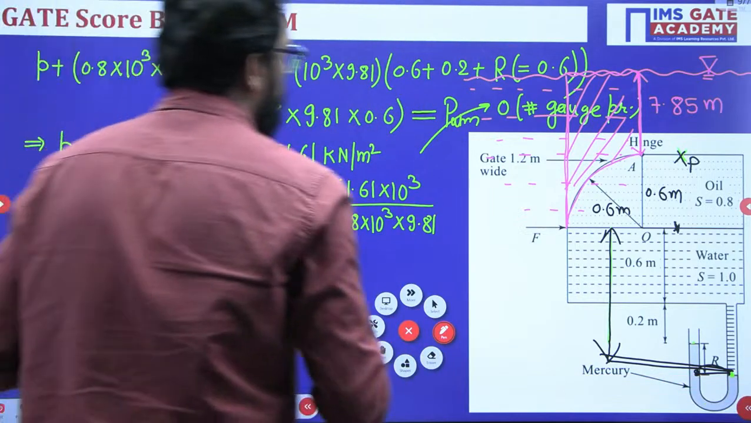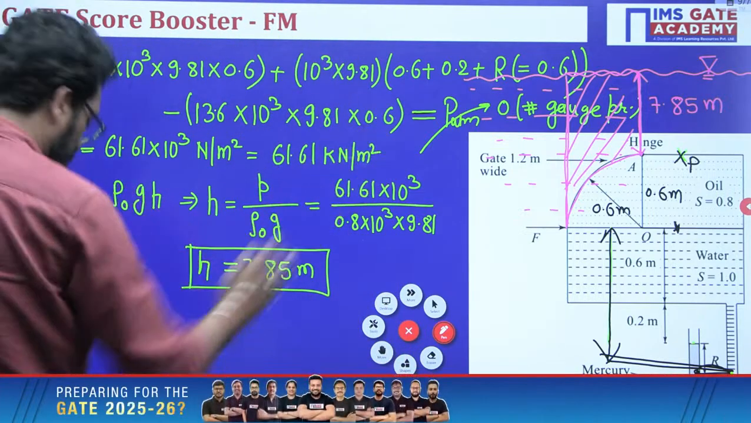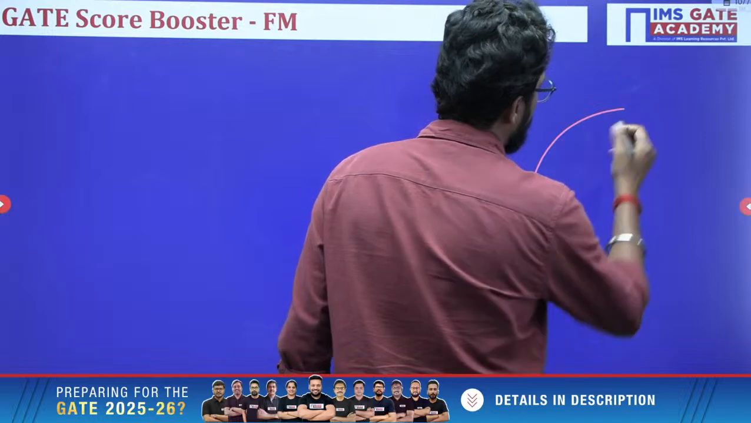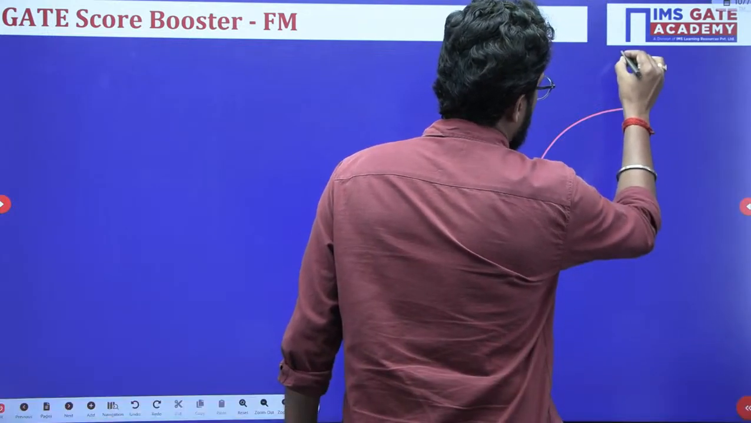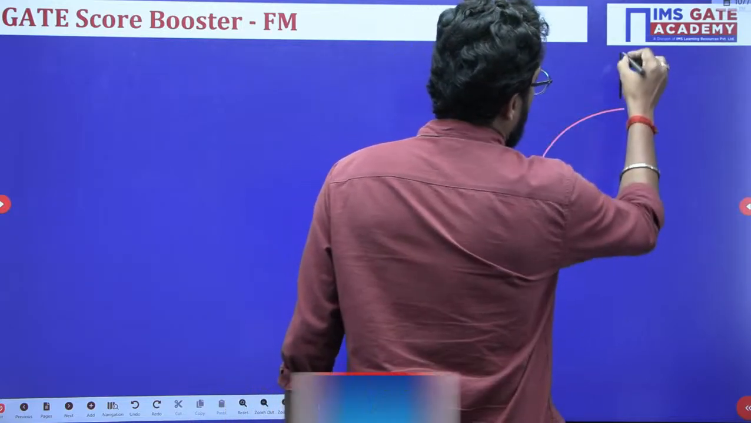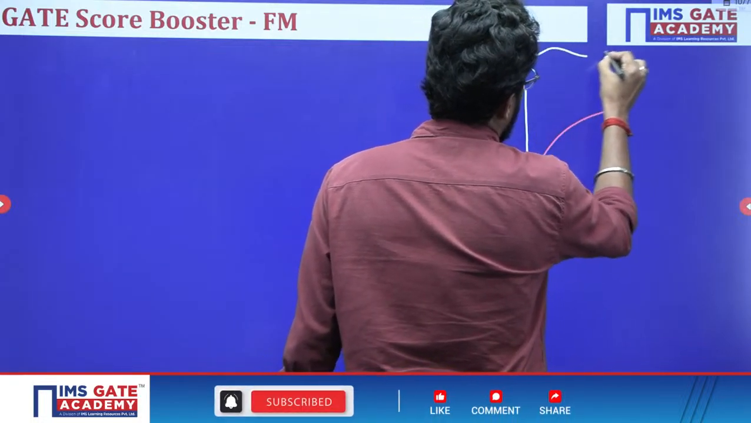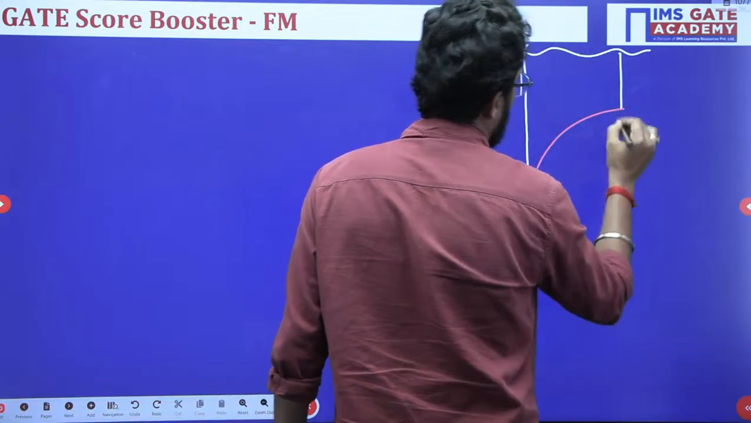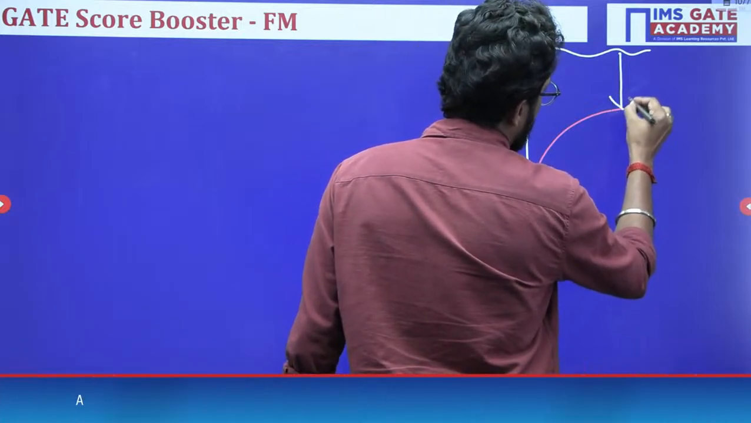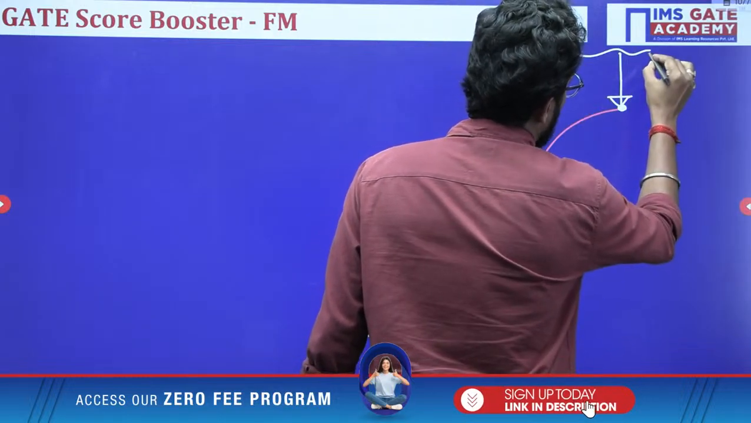So this is a curved surface, my dear. This is your curved surface. From here to here, we have created an imaginary surface. There is a force F you have applied, and this is your hinge. This point is hinged. Okay, and this height is how much?